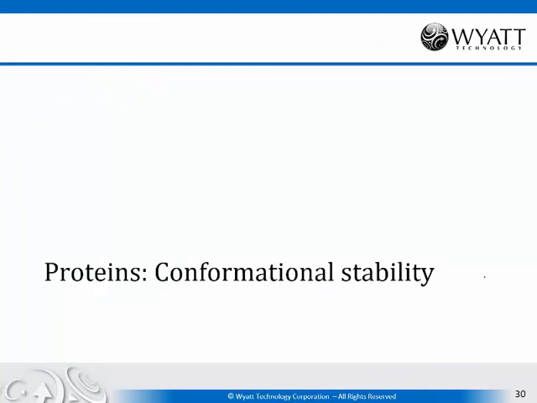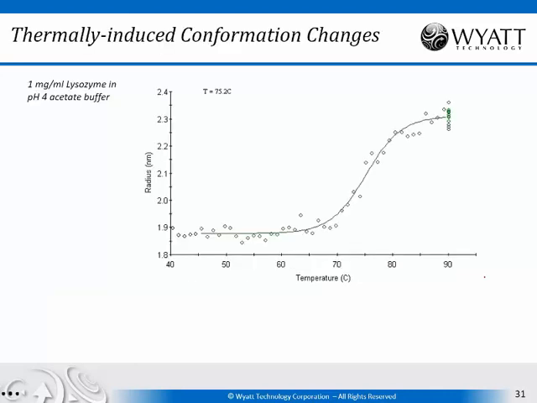An important aspect of protein formulation is their conformational stability. Dynamic light scattering helps assess that both through the thermal stability and through other types of stability. But thermal behavior is considered a good proxy for conformational stability of a protein. And we see here the unfolding transition that lysozyme, for instance, undergoes in the course of a temperature ramp.